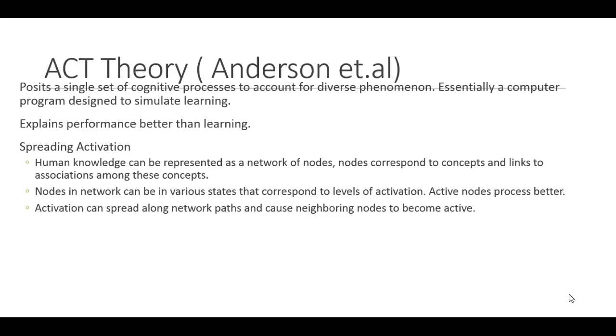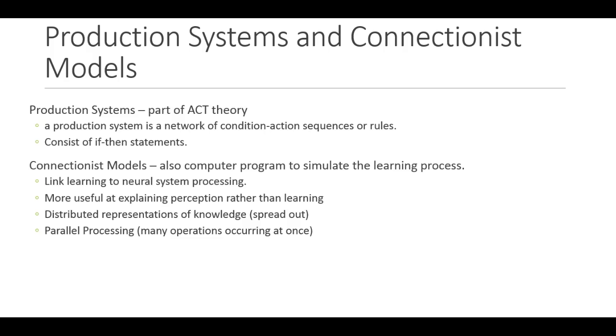They talk about a network of nodes, which are concepts that link to other concepts, and the nodes in the networks correspond to levels of activation, and active nodes process better than inactive nodes. Basically, activation can spread along the network, and if you activate this piece of long-term memory, it also can connect and activate another piece of long-term memory at the same time. So these are just theories about how that whole retrieval and storage process happens in long-term memory.